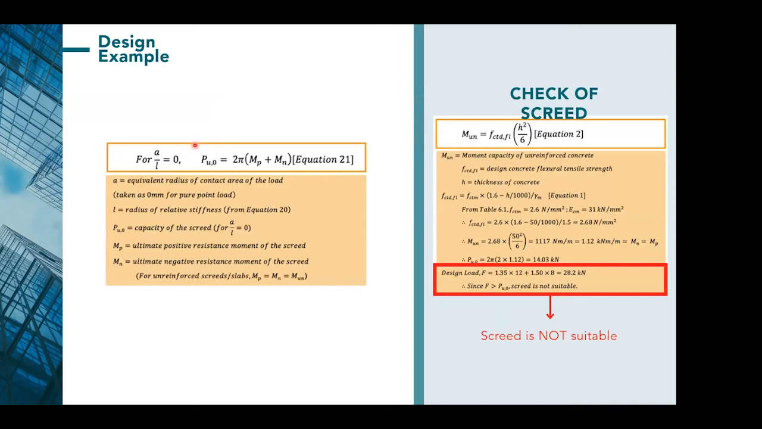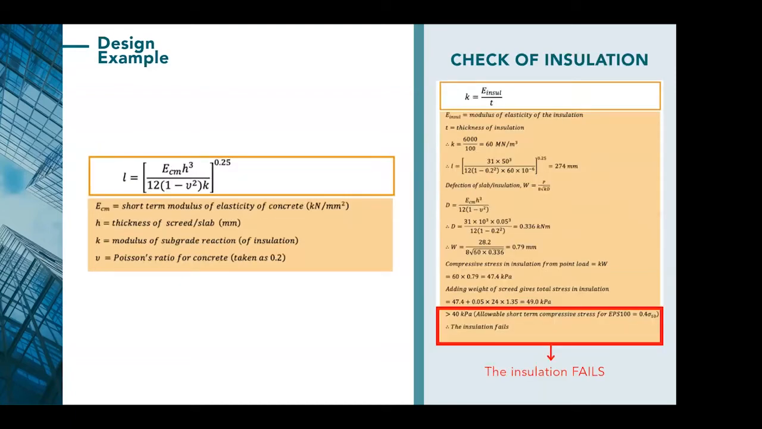These are standard scenarios that we would see on a standard project. Again, looking at our equations, we're checking our screed. We look at our design loads and see where we need to be. When we look at this combination of information, we have the moment capacity of our unreinforced concrete, and we do our check on it. It turns out that the screed is not suitable. So if we've checked the screed, have we checked our insulation? Then we need to look at the insulation check.